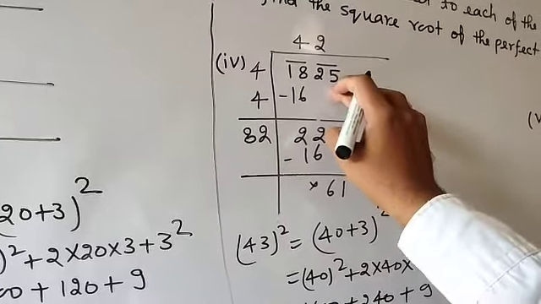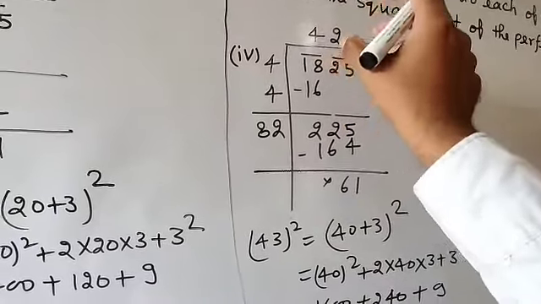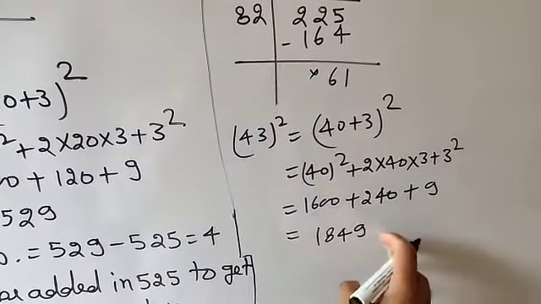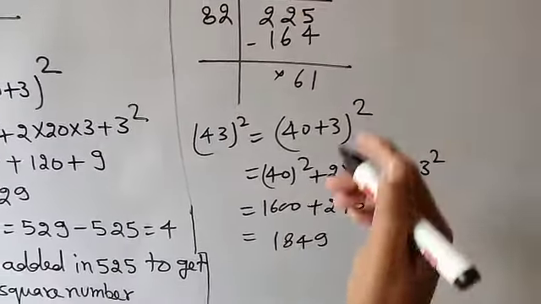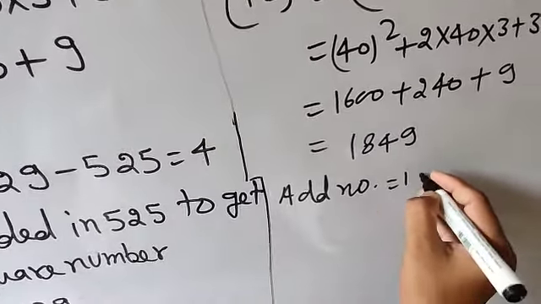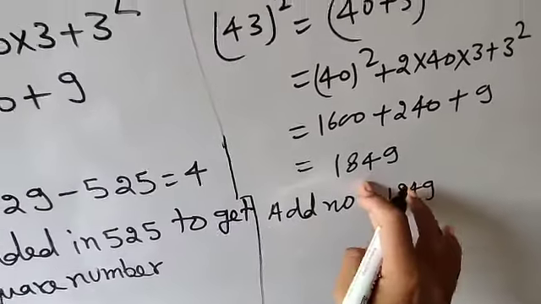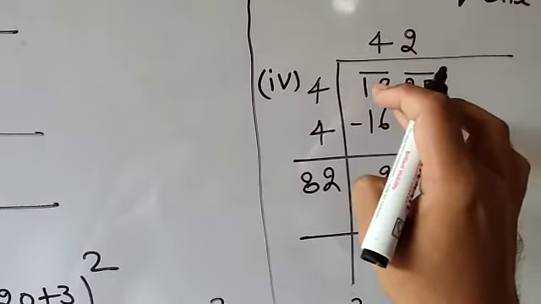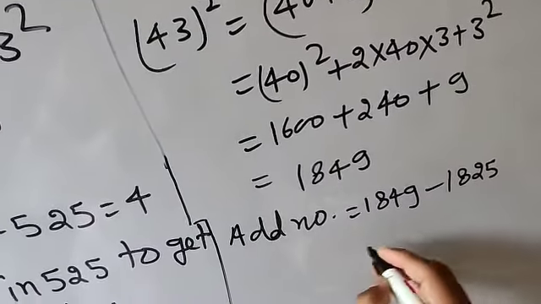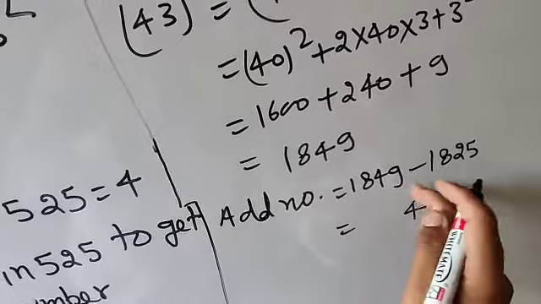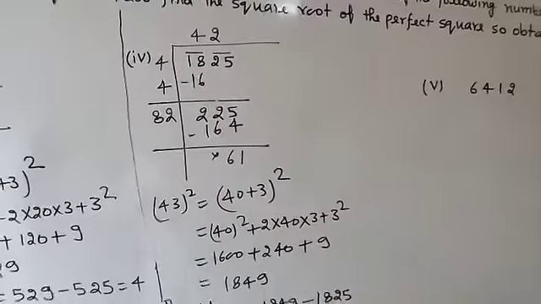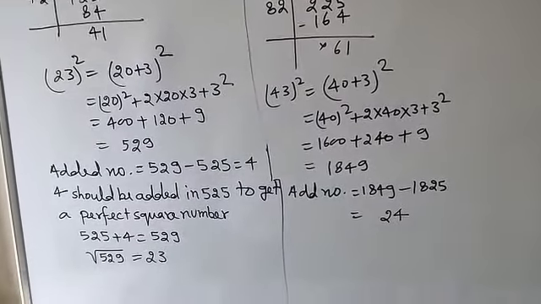So if I am going to ask what must be added to 1825 so that it will be a perfect square number, then if you are going to add that much of the number which is going to be equal to 1849, then it will be the perfect square number. So here you will write added number equal to 1849, this number, minus whatever number is given, that is 1825. So here it will be 4, 9 minus 5 4, and here 4 minus 2 2. So if you are going to add 24 to that number, it will be the perfect square number.